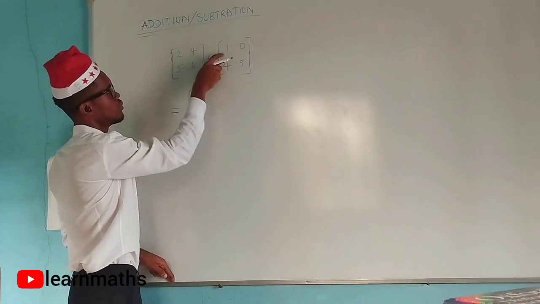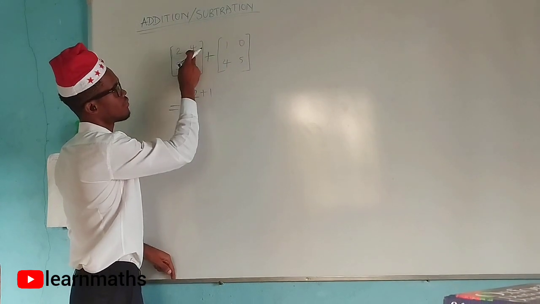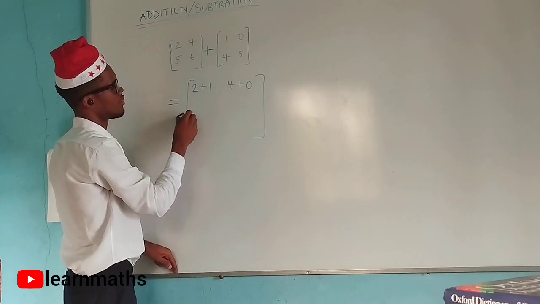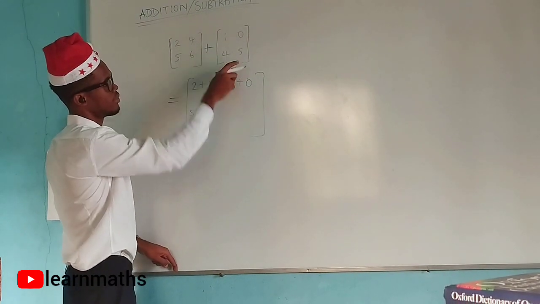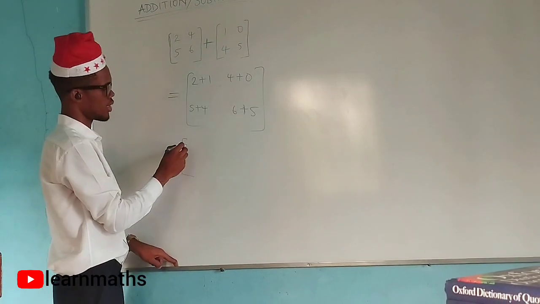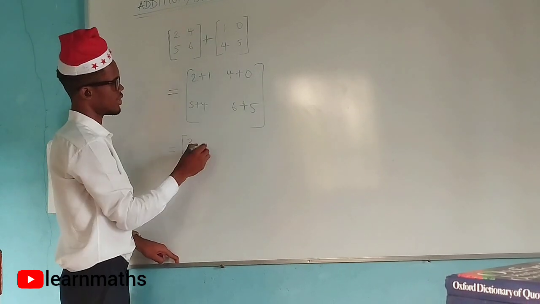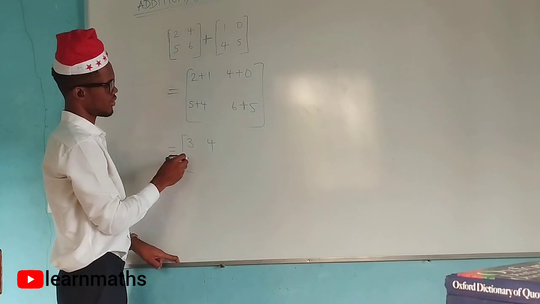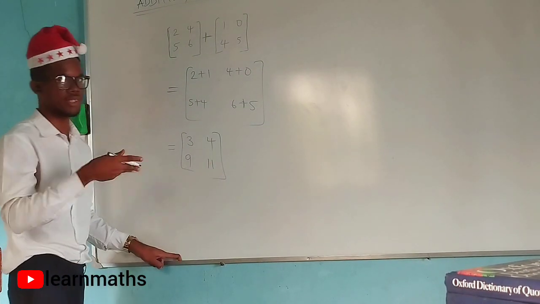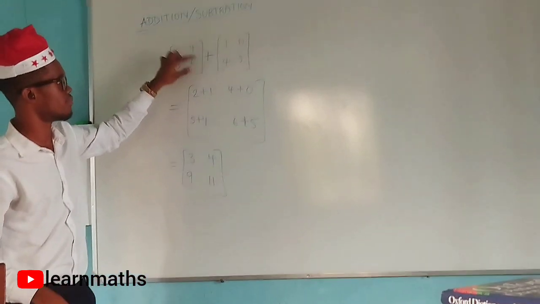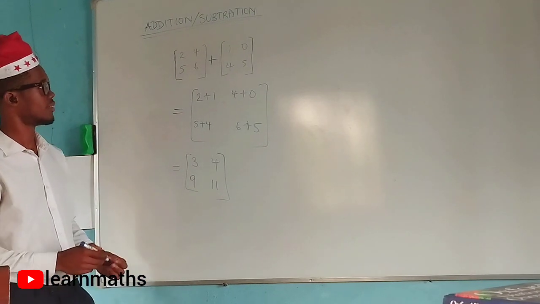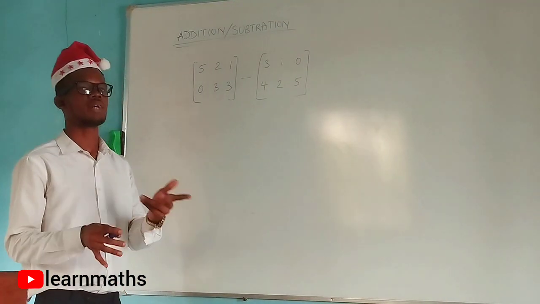So let's proceed with this: 2 plus 1, then 4 plus 0, okay? 5 plus 4, and finally 6 plus 5. So this is going to be the final answer. 2 plus 1, 3, right? 4 plus 0, this is 4. 5 plus 4, 9. Then 6 plus 5, that's 11. Alright, so this is the answer, as easy as that. This matrix plus this matrix gives us this as an answer, right? Alright, so the previous example was on addition.